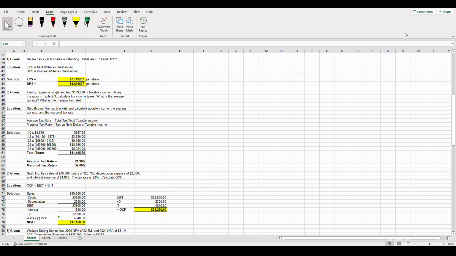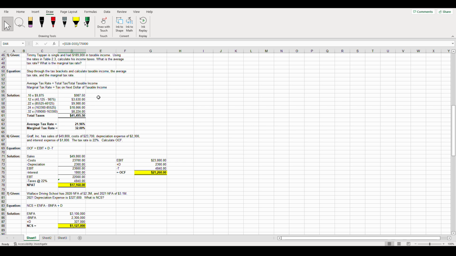In the solution, earnings per share, I will just go in and take cell D28 divided by 75,000, and I get $3.72 approximately per share. For dividends per share, similar fashion, I take D28 minus D35 and divide that quantity by 75,000 shares, and that gives me about $1.67 per share. Those are your answers to problem number 4.